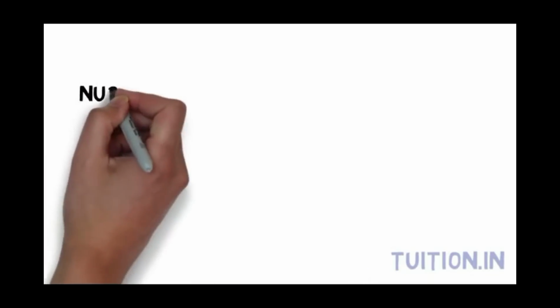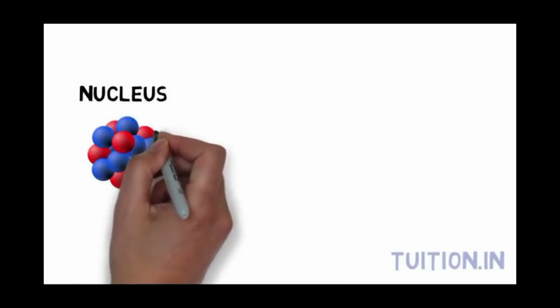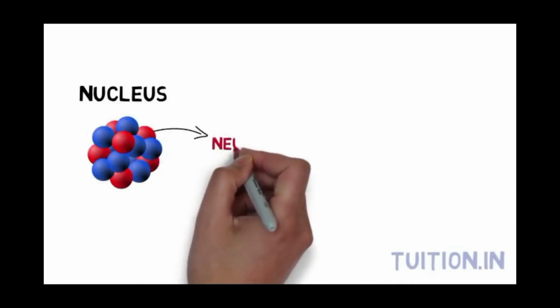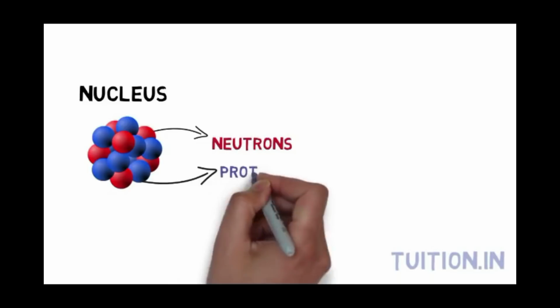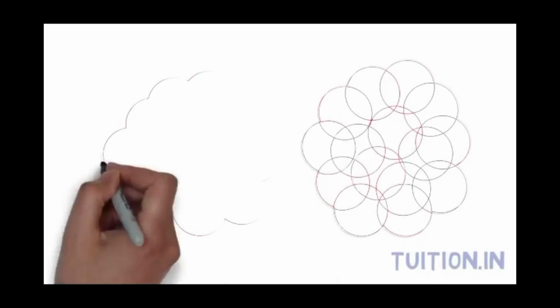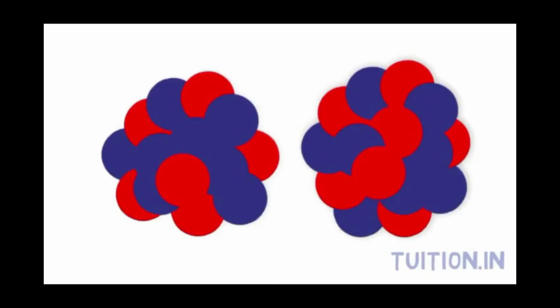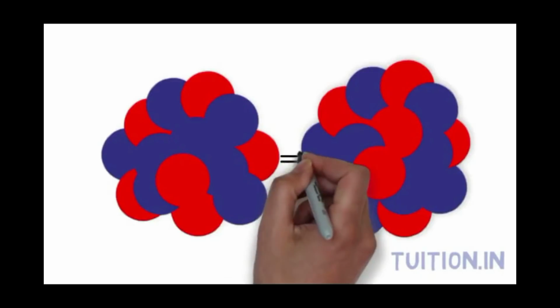Each atom has a dense center called the nucleus. The nucleus contains neutrons, which have neutral electric charge, and protons, which are positively charged. The number of protons in an atom determines the element's physical properties. No two elements have the same number of protons.